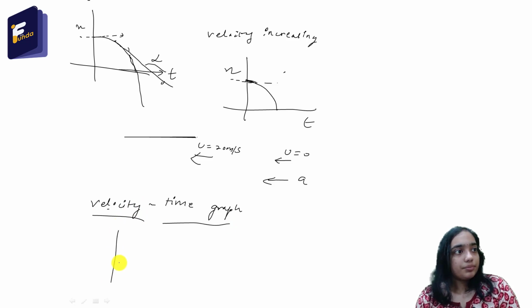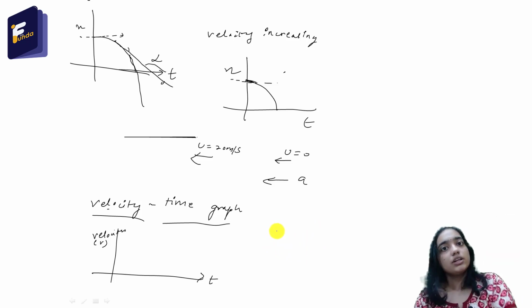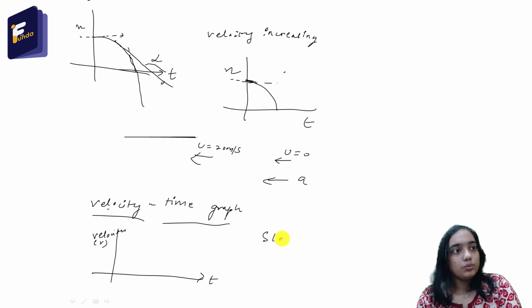So this is how we represent the velocity time graph. This is velocity, represented as v, and this is time. Slope of the velocity time graph gives acceleration, similar to the position time graph. Slope of position time graph gives velocity, slope of velocity time graph gives acceleration.